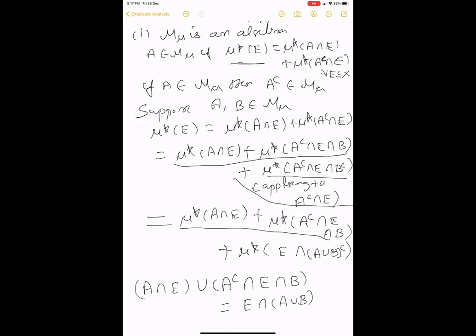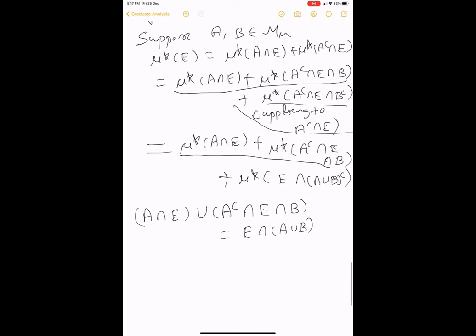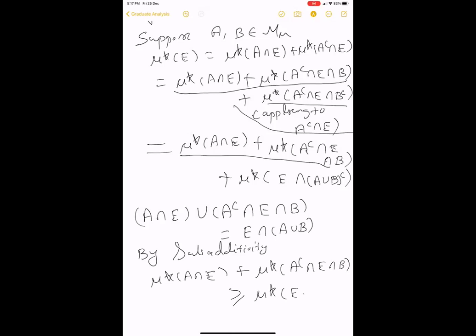Is it right? Yeah, this is fine. Or is there a problem? Is it okay? Okay. So now because of this, by subadditivity, that is what we have here. Mu star of A intersection E plus, I'm replacing the union by addition, mu star of A complement intersection E intersection B is greater than or equal to mu star of E intersection A union B.